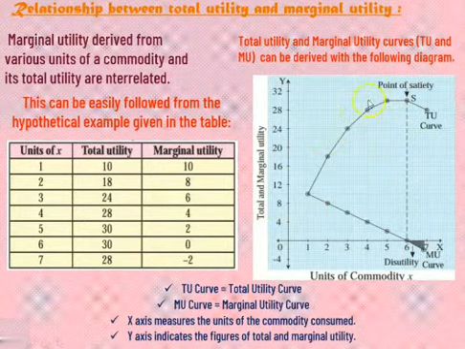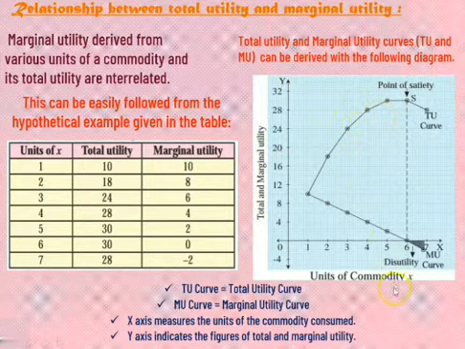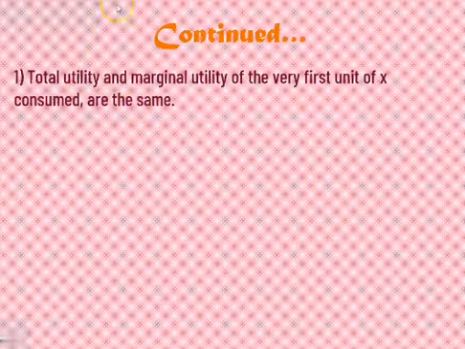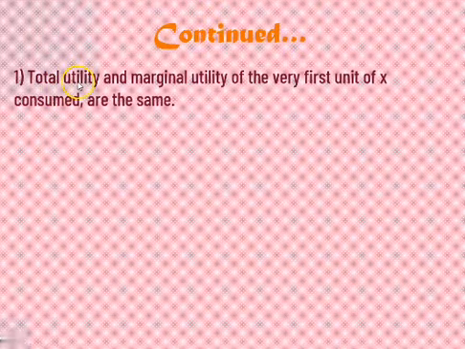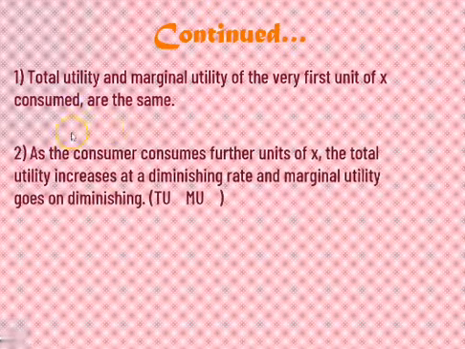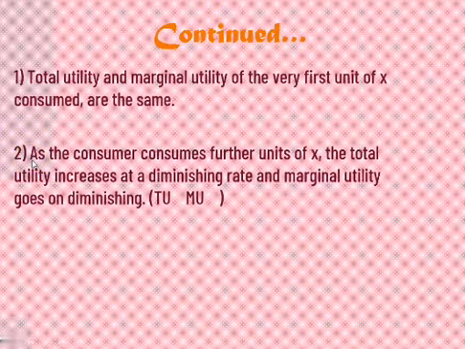So this is the relationship between TU and MU, students. And now we are going to explain this diagram with the help of a few points. Students, please remember, we are going to explain this with the help of points. Now just see here. The first one: when the consumer consumes the first unit of a commodity, total utility and marginal utility of the very first unit of X consumed are the same. The satisfaction level of the first unit of the commodity remains the same.